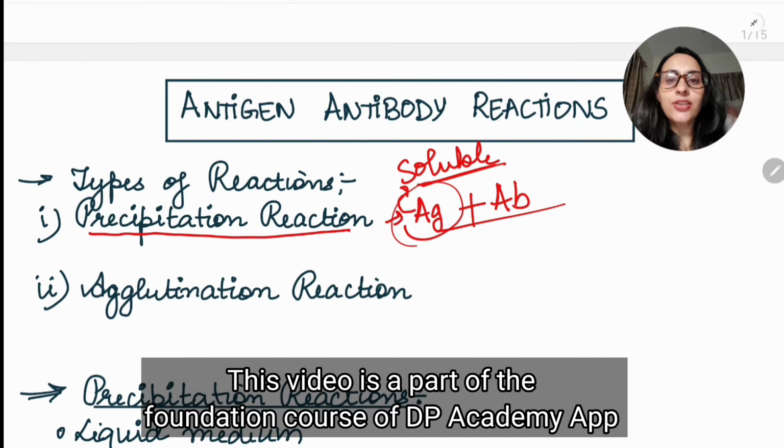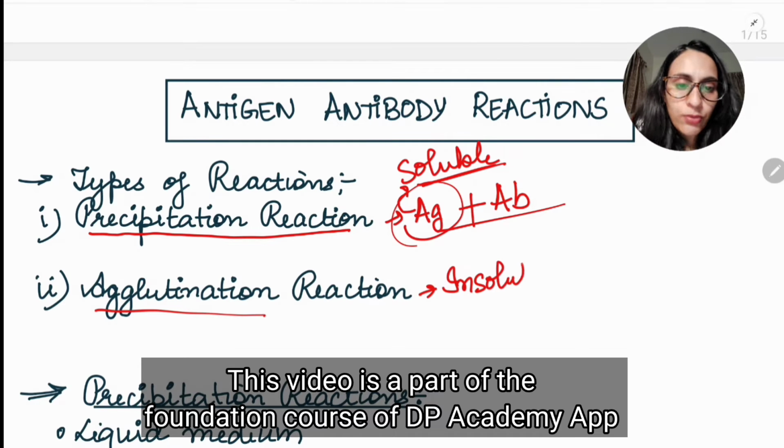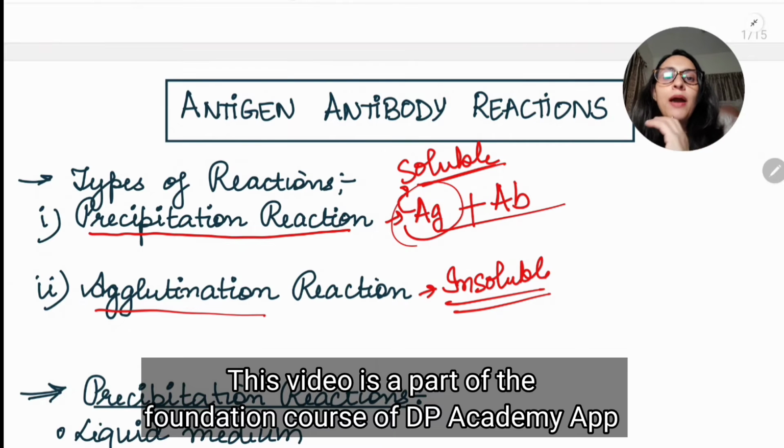Another kind of reaction that is seen is agglutination reaction. Here agglutinates are formed, clumps are formed, and this agglutination reaction is because of an insoluble antigen. Here the antigen is in the particulate form. So the particulate form of antigen combines with the antibody and forms the agglutination, which is known as agglutination reaction.